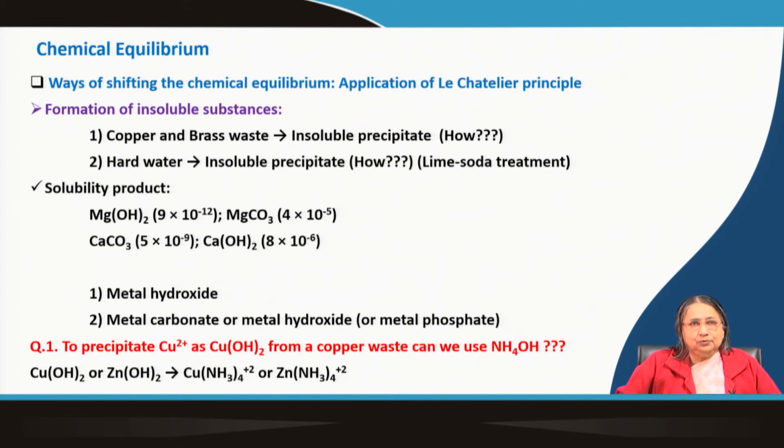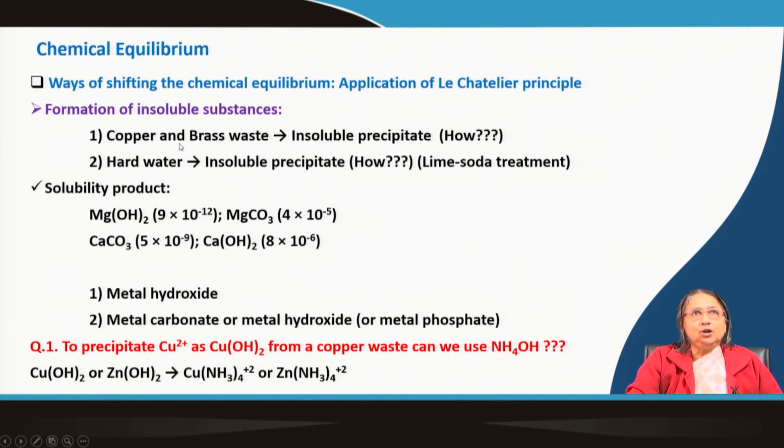Copper is common for brass and bronze, okay. But in bronze zinc is not there, in brass zinc is there. So, brass is copper and zinc, and bronze is copper and tin. Okay. In this way I remember.